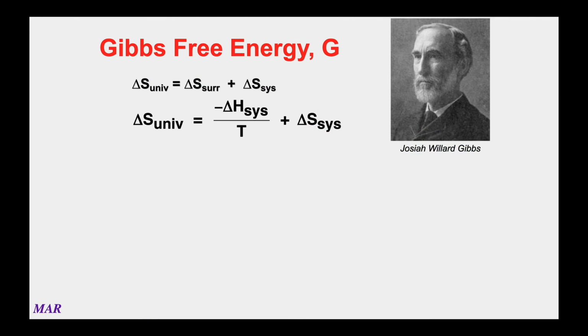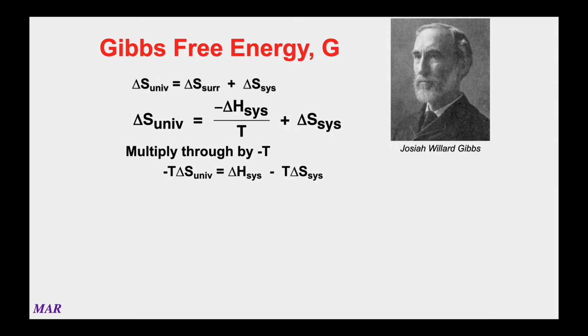Gibbs looked at the delta S universe equation and thought, well, that's nice, but as a chemist, we use delta H all the time. So instead of using delta S of the surroundings, he put in negative delta H system over T. And the advantage there is that delta H of the system is the delta H of products minus delta H of reactants. And chemists have always been really good about that. But obviously, this equation right now is kind of ugly. All right, negative delta H over T plus delta S, pretty funky.